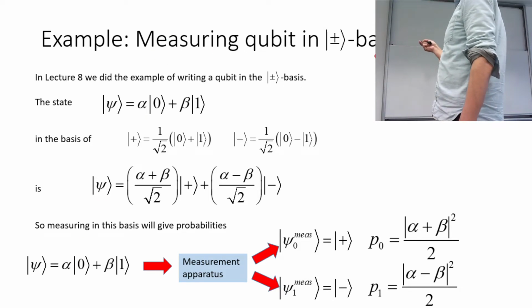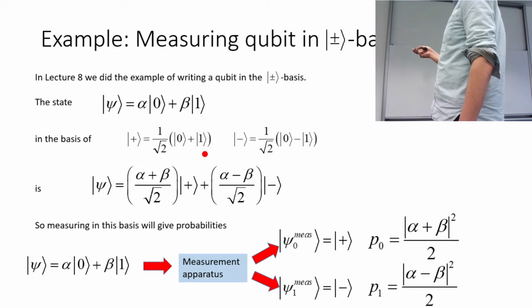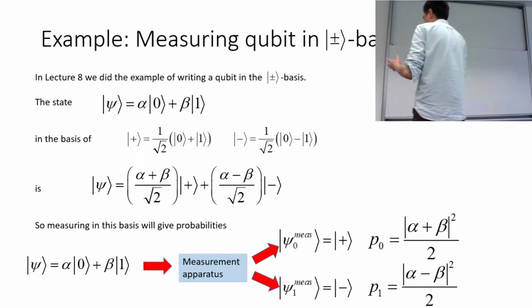I talked about measuring in the plus or minus basis. So instead of 0, 1, we're going to measure in plus and minus, and they're defined like this. The plus state is an equal superposition state of 0 and 1.